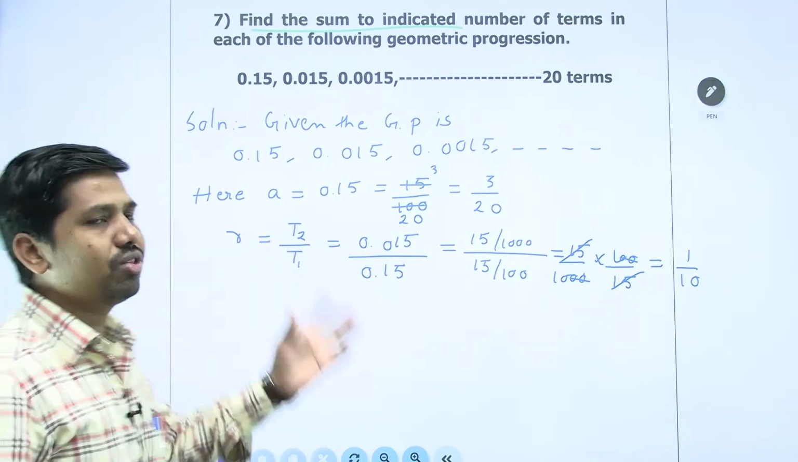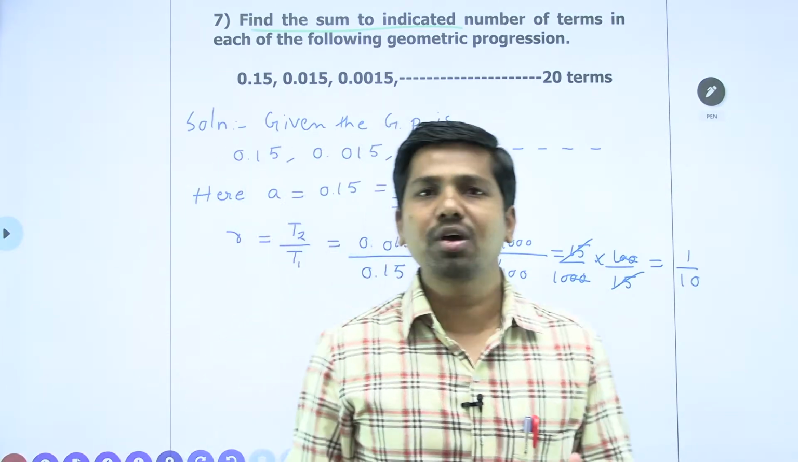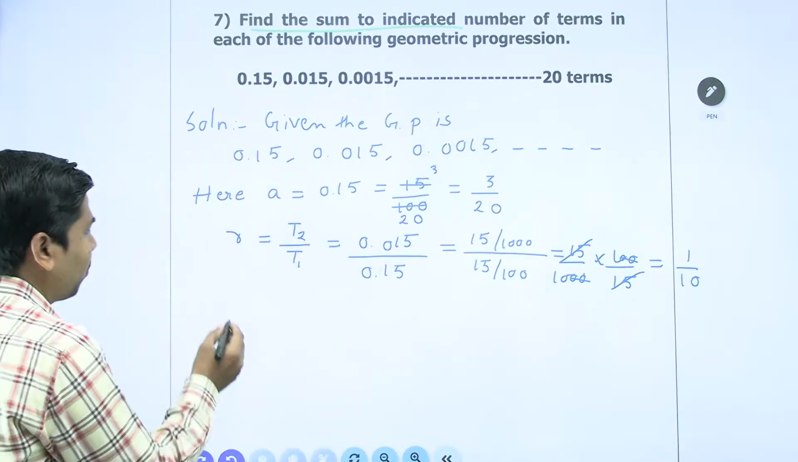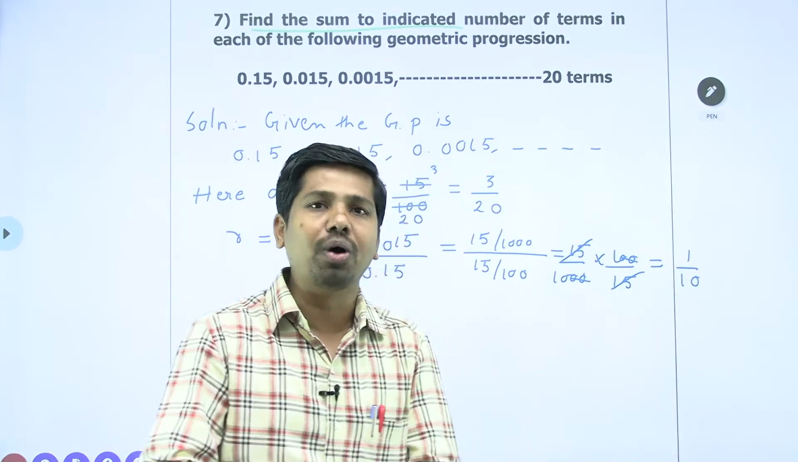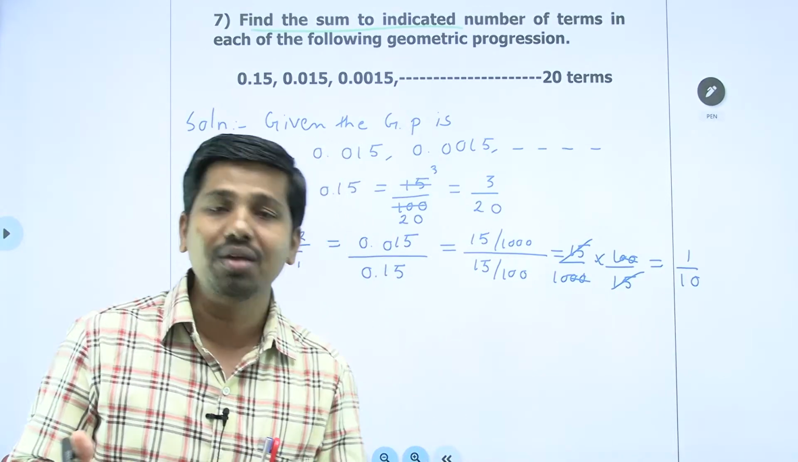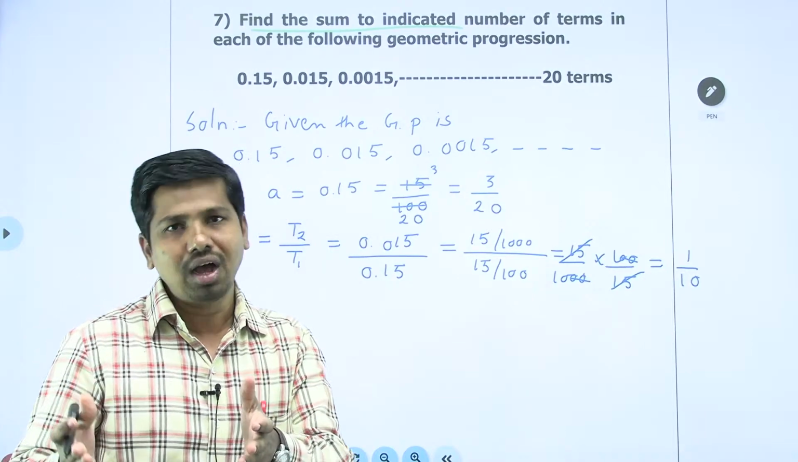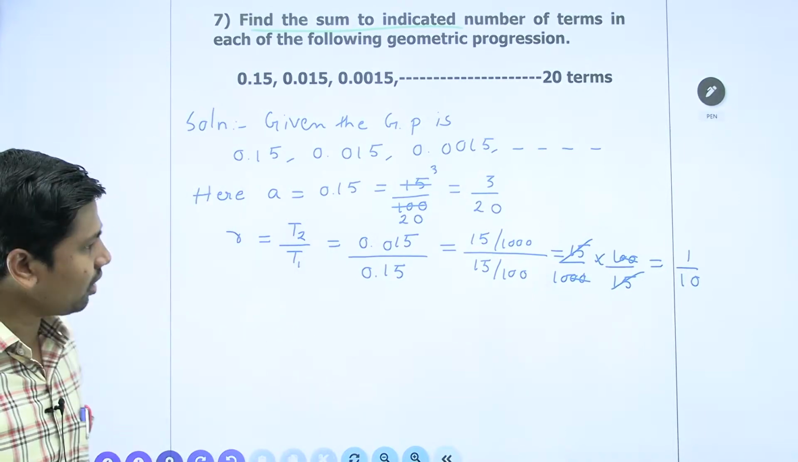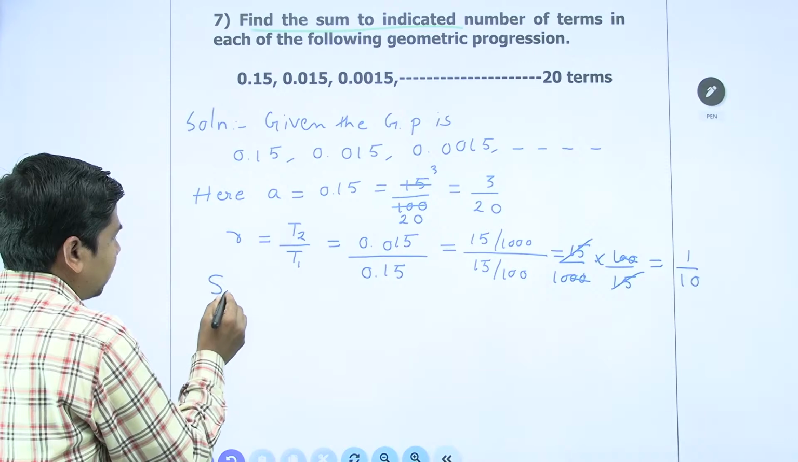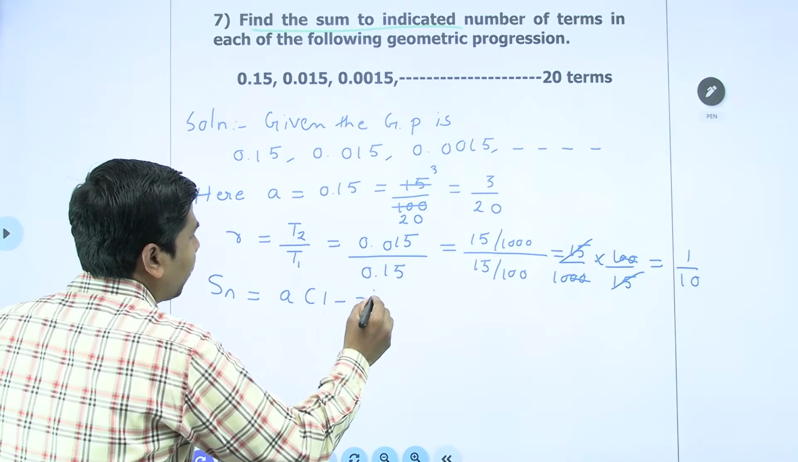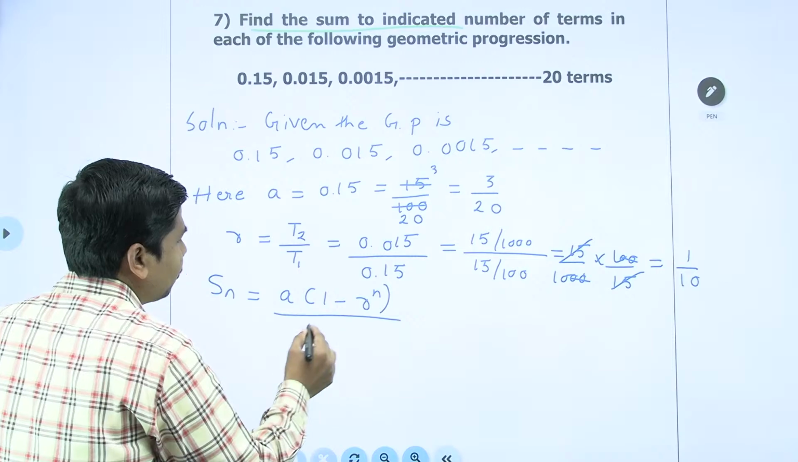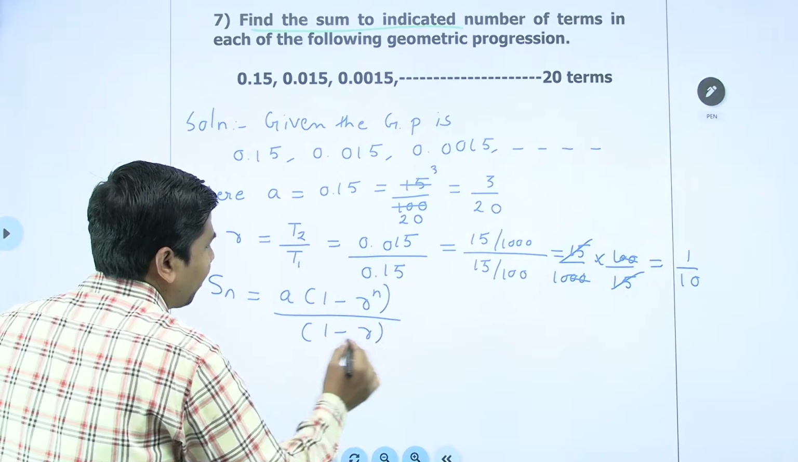Now we can use the Sn formula to find the sum of the terms for the GP, that is Sn equal to, since r is 1 by 10, which is less than 1, let us use a into 1 minus r raised to n by 1 minus r. Even you can use r raised to n minus 1 by r minus 1 also.